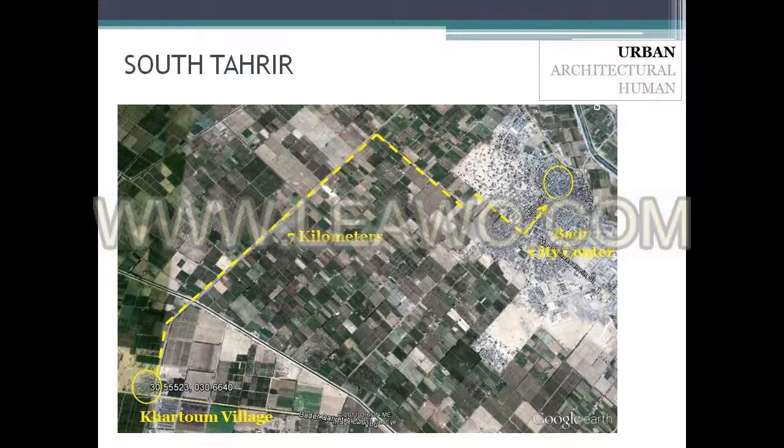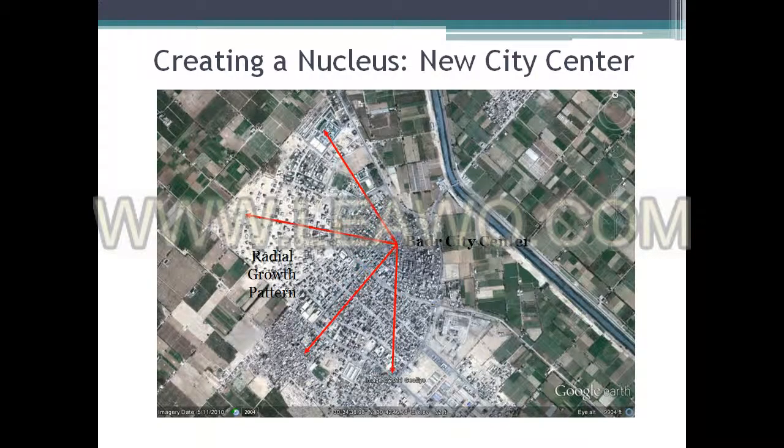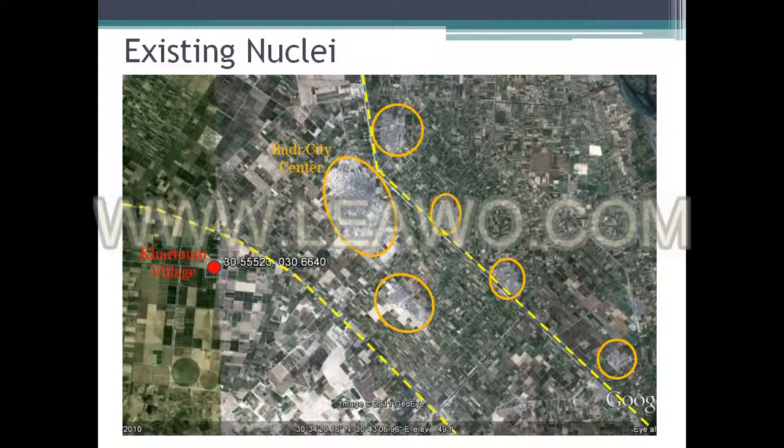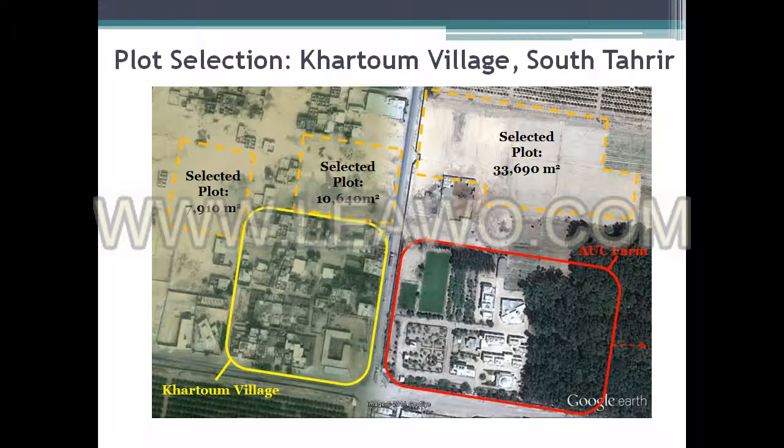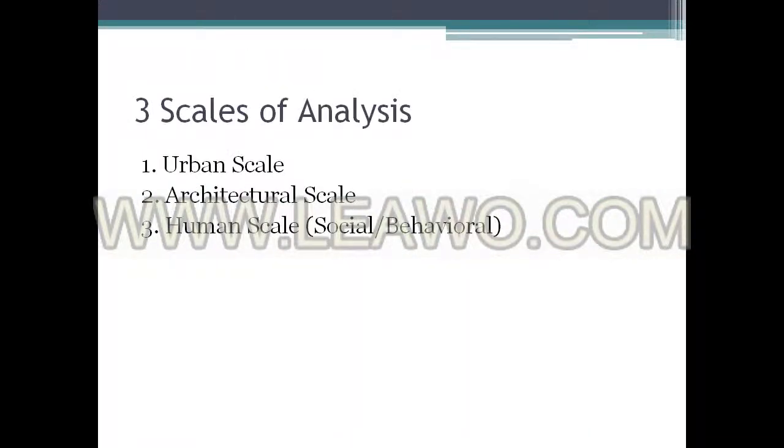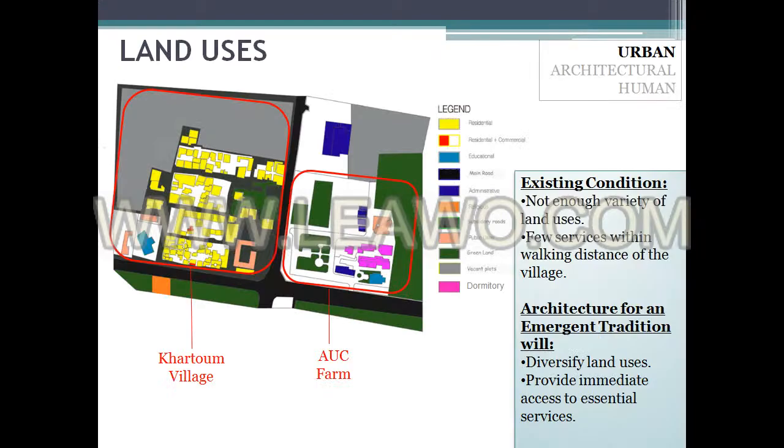In order to develop the area, we studied the development growth, which is usually radial, with a lot of nuclei sprouting out from around the village, which is the red dot. Here is the village once again, showing the empty plots that are available. We analyzed the village on three different scales: an urban scale, an architectural scale, and a human scale. All these scales are very important because, in order to come up with design guidelines, you have to have an appreciation for the context at all scales.